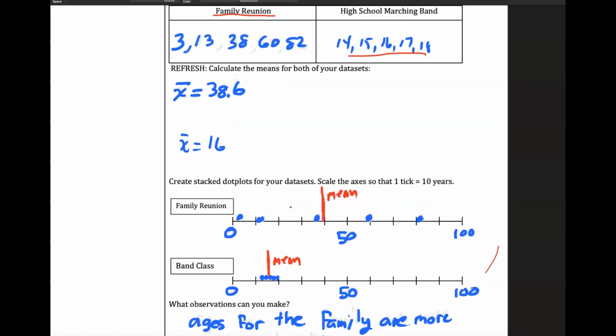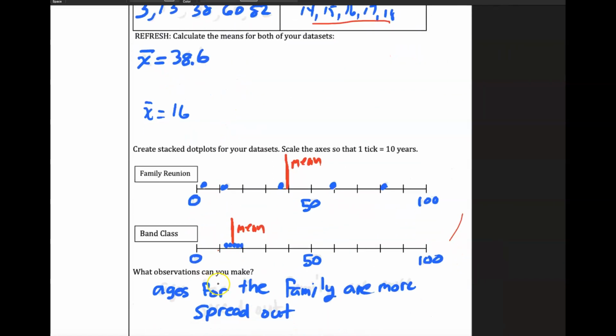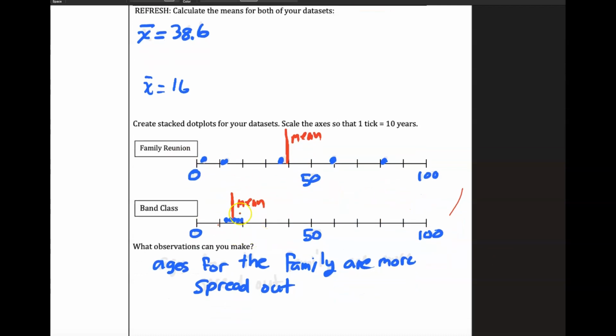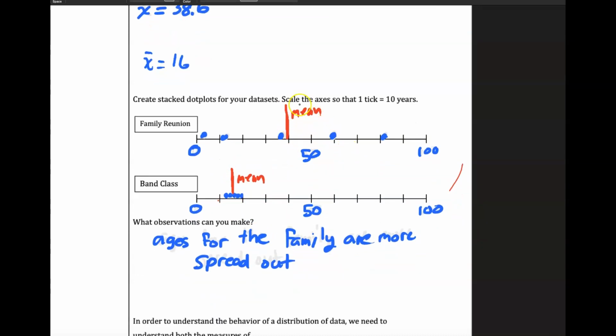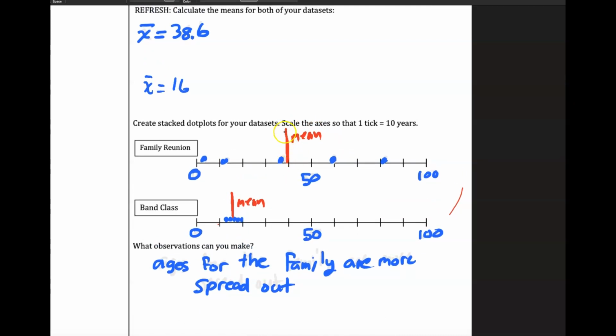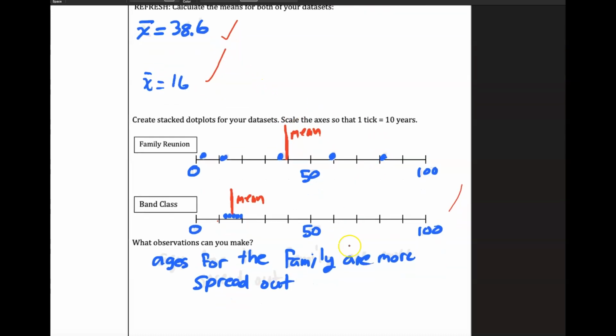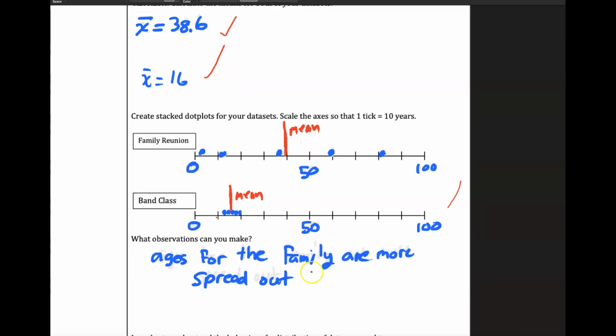If you plotted these data sets, the family reunion and the band class, on a number line, from 0 to 100, here 50 to 100, you would see the distribution more spread out, and the band class all together. And one characteristic is how far the values are from the mean, and that's what was important in these calculations, because that's how we measure standard deviation. It's on average how far from the average the data values are. And so you get a visual of it.